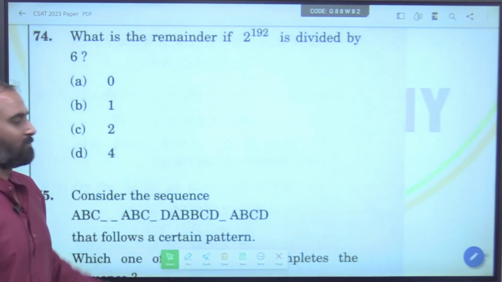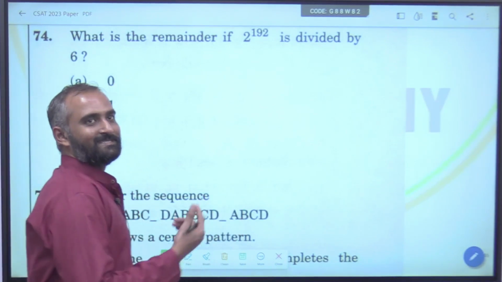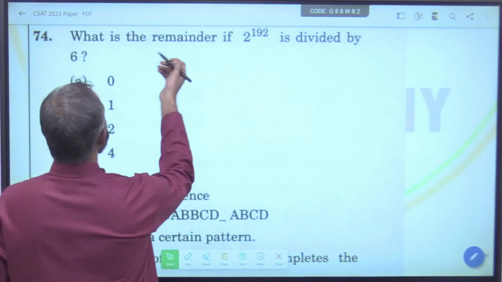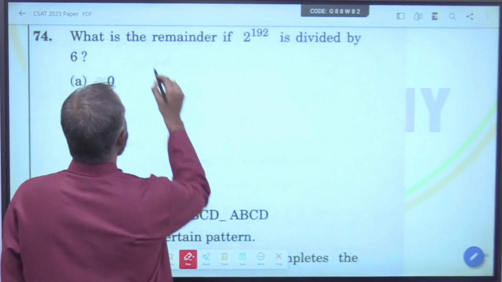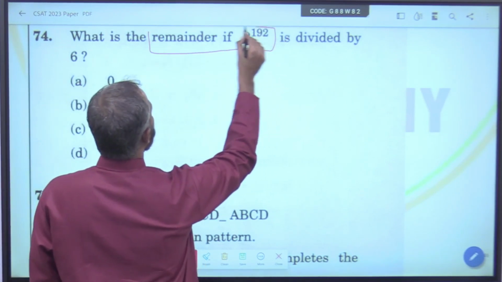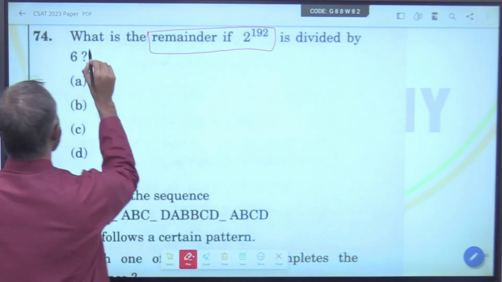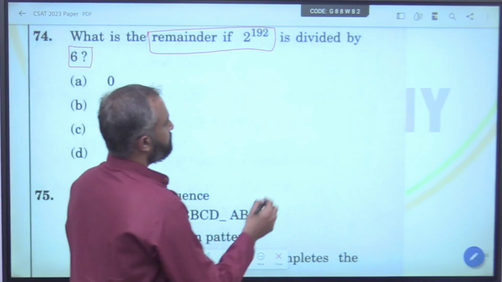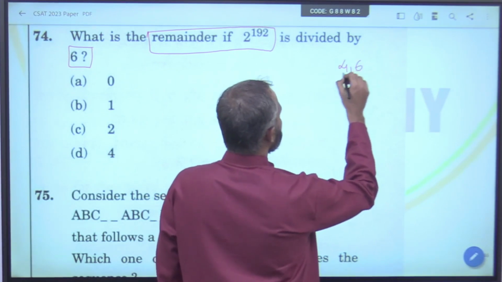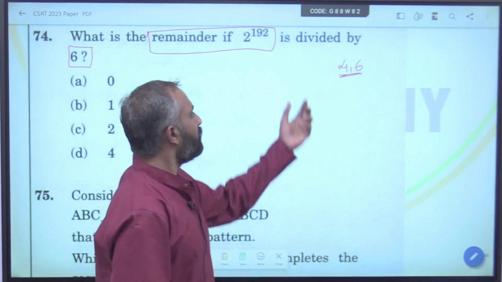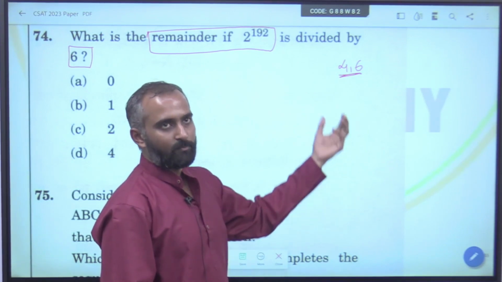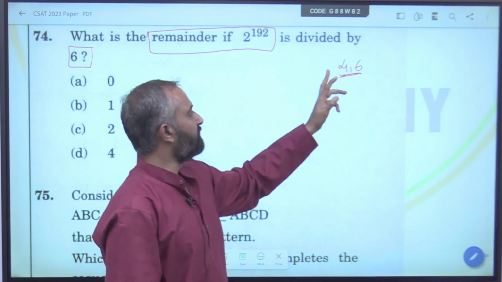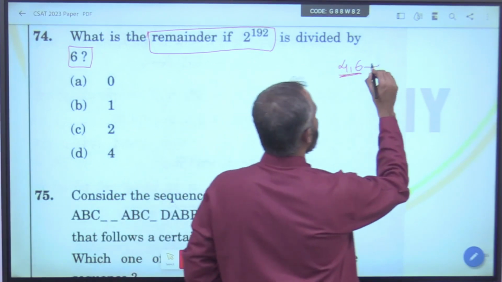One more beautiful problem. This is just instantaneous if you know what to look out for. Now, he is asking what is the remainder of 2 to the power of 192 divided by 6. Okay, this is a special pair. 4 and 6 is always a special pair. No matter whatever the multiple of 6 or power of 4, or whatever the multiple of 4, if it is divided by 6, the remainder is always 4.